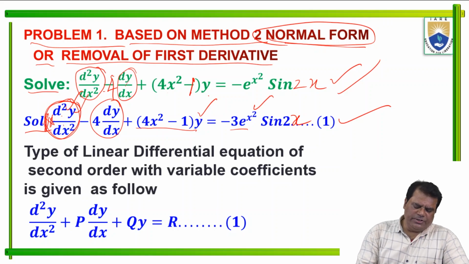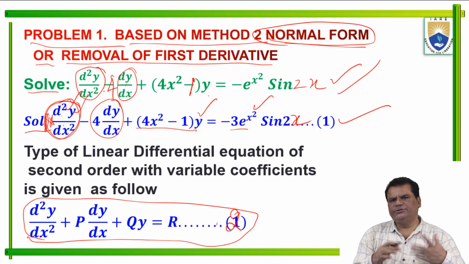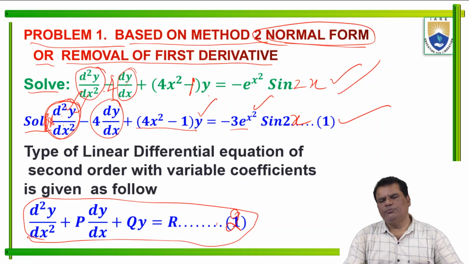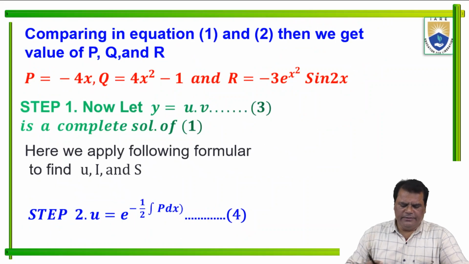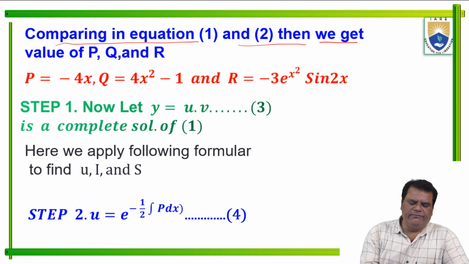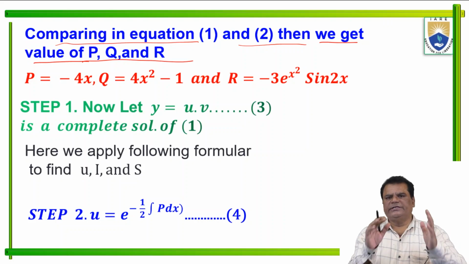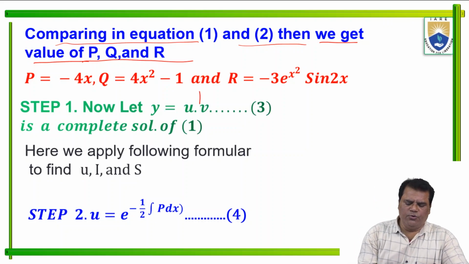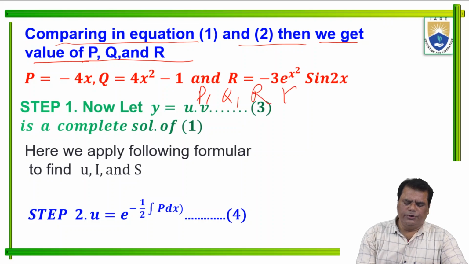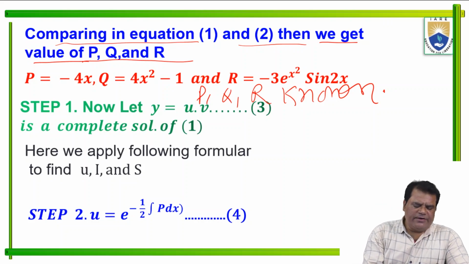This is the general differential equation, equation 2. The given question and the general differential equation are the same form. Then we can compare equations 1 and 2. After comparing equations 1 and 2, we get the values of p, q, r. When a question is given in our question paper, it means p, q, r are known, 100%.